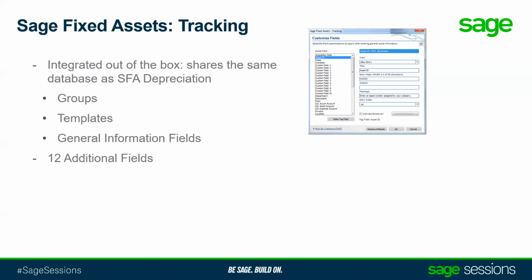There's actually an ROI calculator if you go out on the Sage Fixed Assets website at www.sagefixedassets.com, so you can actually plug in your numbers and get a pretty good idea of what your particular scenario may be as far as potential costs for tax overpayment or property tax overpayment or insurance premiums.